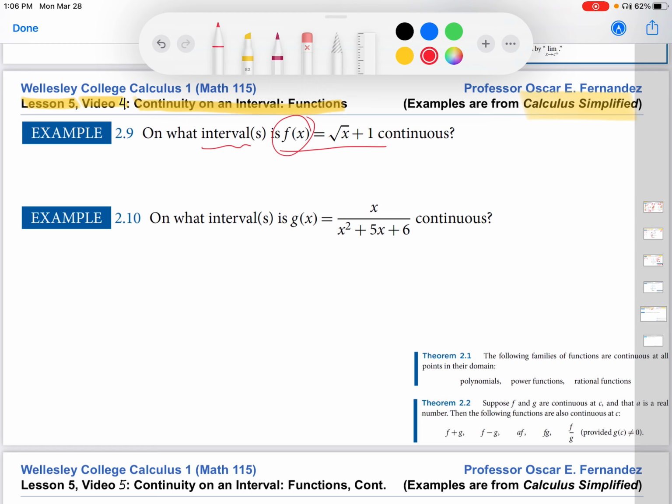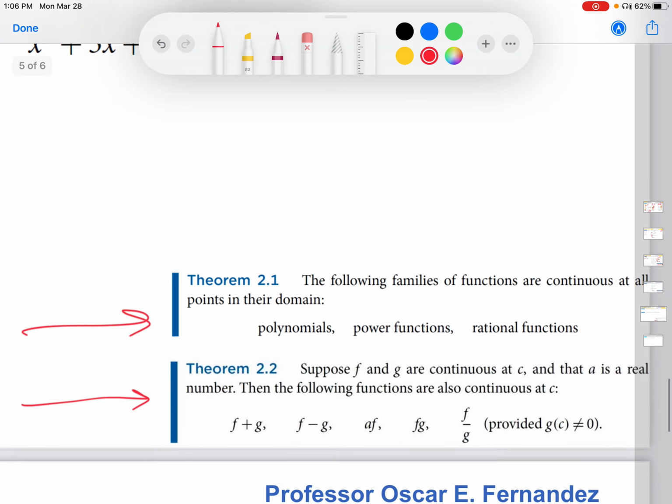You could answer this question by looking at every single point in the domain of the function and then figuring out if it's continuous at that point. That would take a very long time, right? There are an infinite number of such points. So instead, we're going to appeal to these two theorems. Let me zoom in to show you what they say.